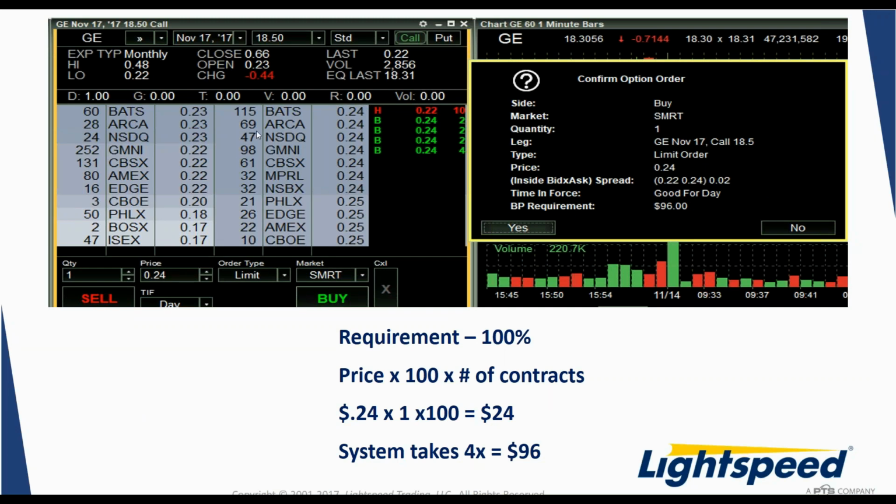So here's just an example of an option order. Options requirement is 100%, and just like the other calculation, it's going to take out 4 times the actual requirement based on my 4 times multiple. So you can see the requirement for the option contract is the price times 100 times the number of contracts. So my price is 24 cents. One contract times 100 is $24. The system will take out $96 to account for your buying power multiple. You can see that on my option order confirmation. Buying one at 24 cents, but the buying power requirement is going to be 4 times the cash requirement since I have a 4 times buying power account.